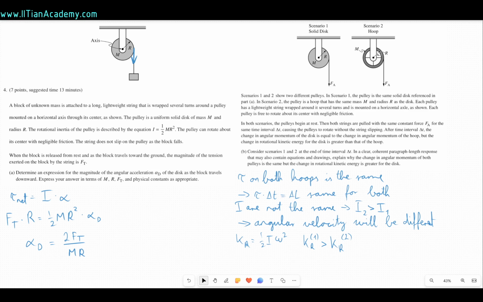And again, it's because their moments of inertia are different, whereas the angular momentum change is going to be the same. So moment of inertia times angular speed will have to be the same for both. And since their moments of inertia are different, their angular speeds will also have to be different. And so these are the key points that we really need to include here to form a coherent paragraph.